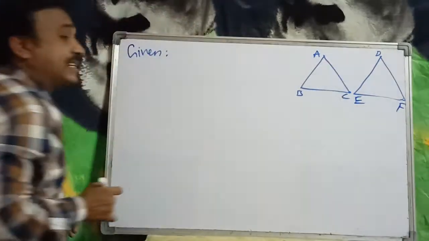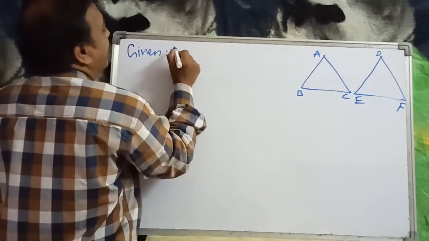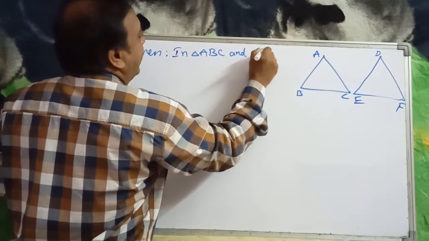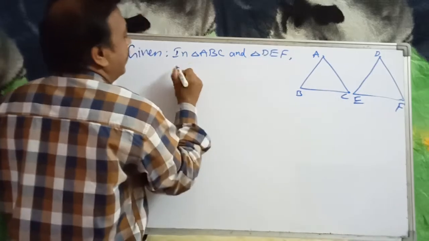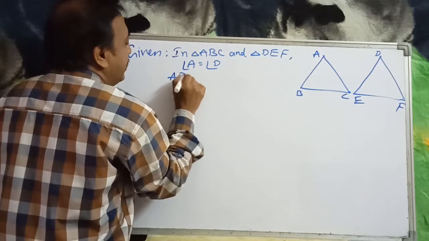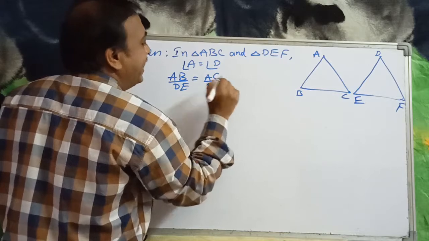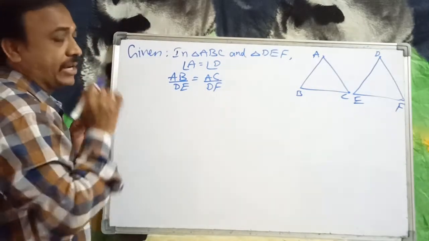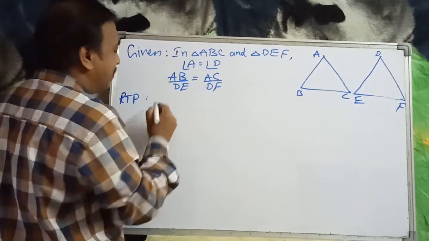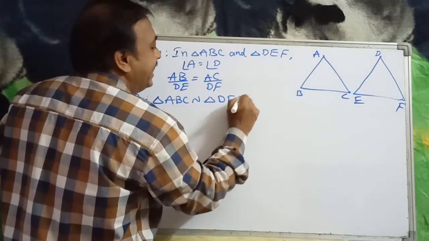These are not congruent, these are just given. We have to prove that they are similar. So given that in triangle ABC and triangle DEF, angle A is equal to angle D, that is given, and AB by DE is equal to AC by DF. This is given. Now, we have to prove that triangle ABC is similar to triangle DEF.